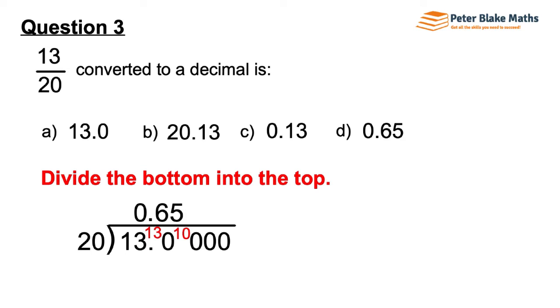Goes 5 times. Exactly, so no remainder there. So we've established that 20 divided into 13, which is effectively what's happening when you've got a fraction of 13 over 20, goes in 0.65 times. There are other ways to do this, but this is the way I'm doing it today. So we get D as our final answer there.